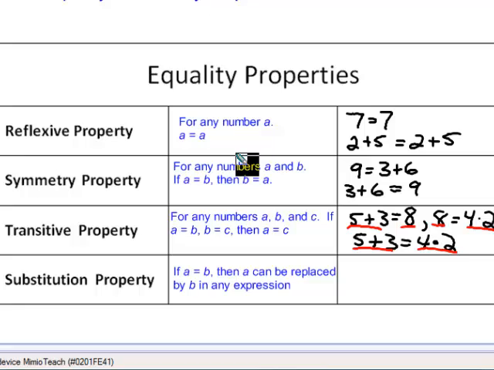So, the substitution property. If A equals B, then A can be replaced by B in any expression. In other words, let's say n equals 10, and I have the expression 4 times n. Then I can replace n with the number 10, because that's what n is. So it would be equal to 4 times 10. Simply replacing the variable with what it is equal to, with its value. Those are your equality properties.